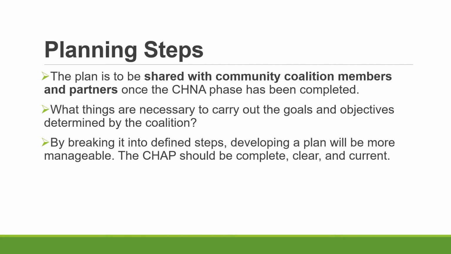Okay. So in planning steps, you should identify already the things that are necessary to carry out the goals and objectives determined by the coalition. And you also need to break the steps into more defined, more specific steps, and develop a plan that will be more manageable. So the community health action plan should be complete, should be clear, and should be current. When we say current, it should be able to address the present problem identified based on your assessment.